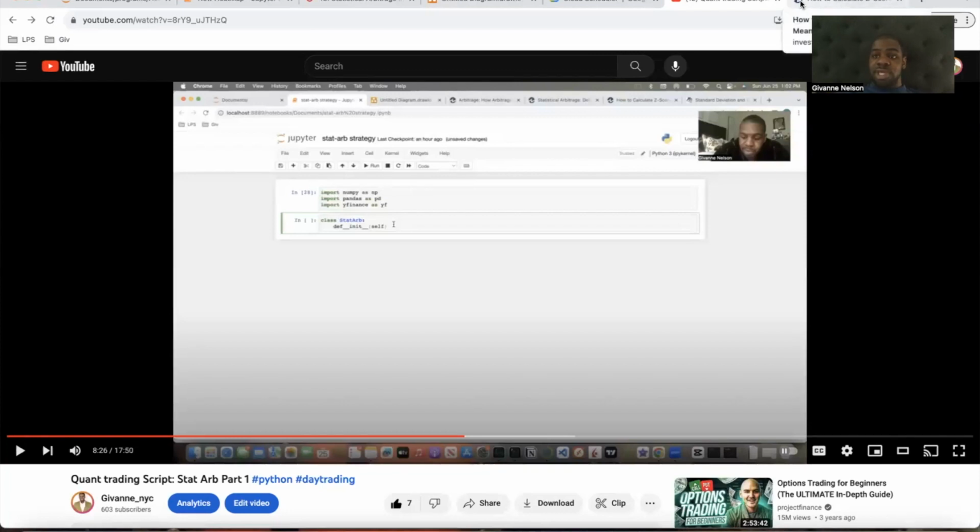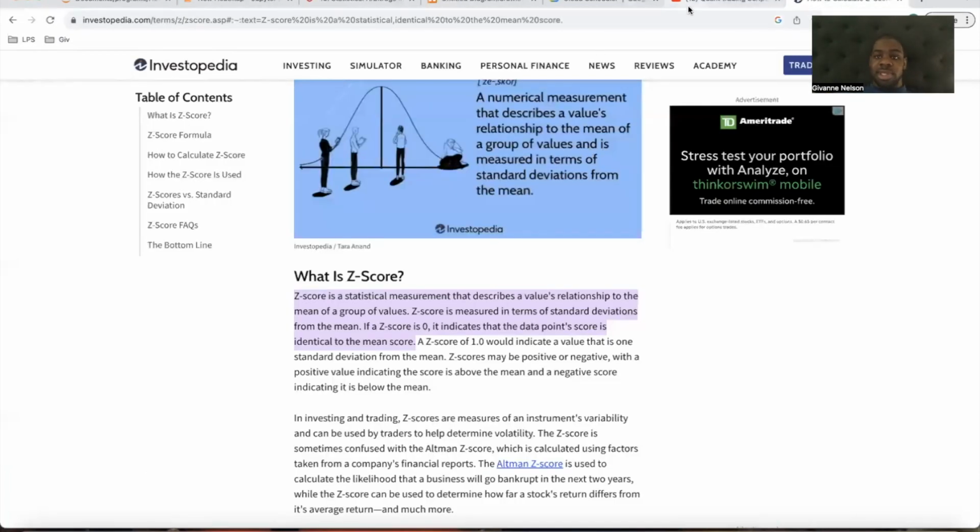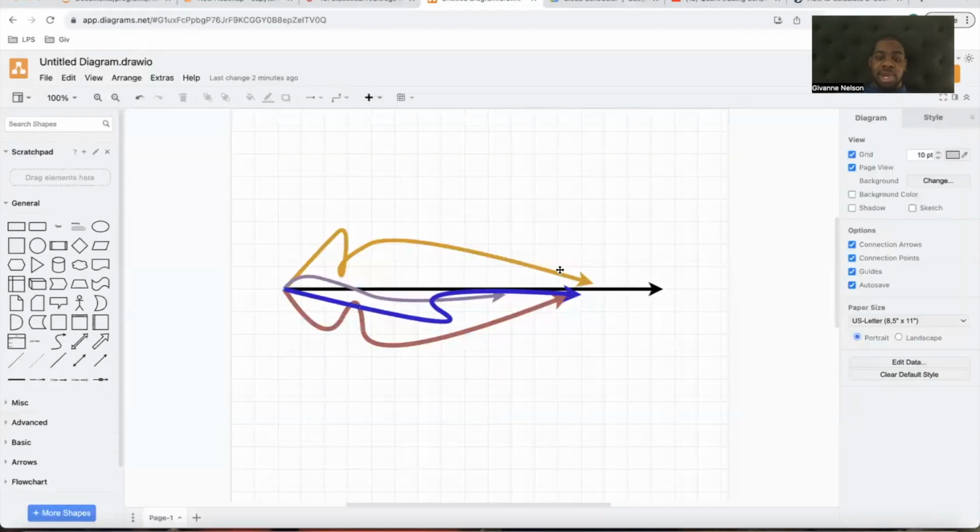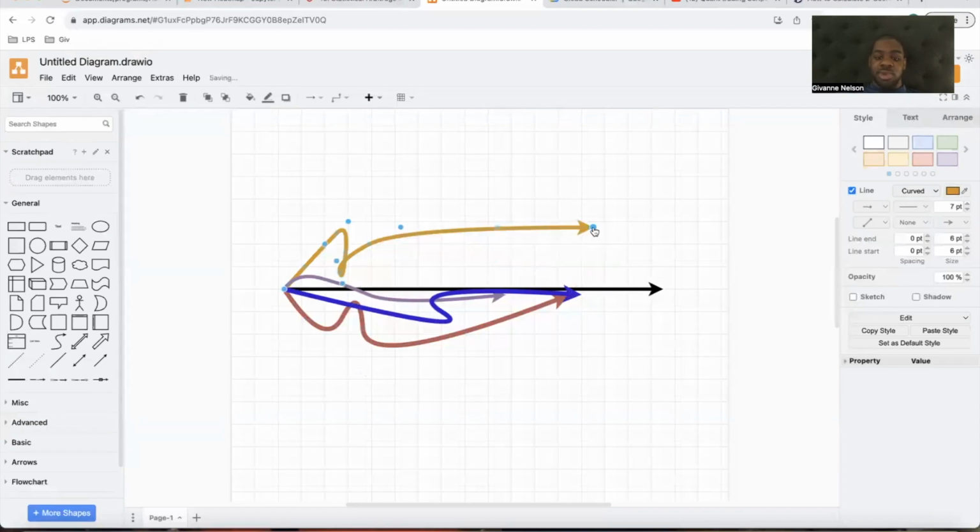All right, really quickly, a refresher on what I was talking about in that video. I was talking about the Z-score, which is a statistical measurement that describes a value's relationship to the mean of a group of values. I showed you an example of this. Say you've got a basket of stocks, options, cryptos, forex, whatever it may be, and they all have the same mean, meaning the same average, right? Say one is trading down, one is trading up. Because they have the same mean, you know they're going to always revert back to the mean or the average.